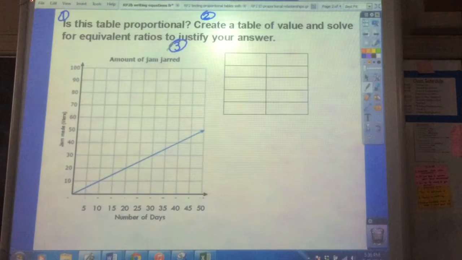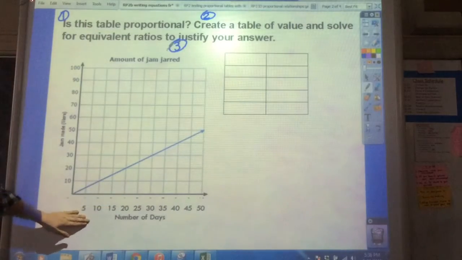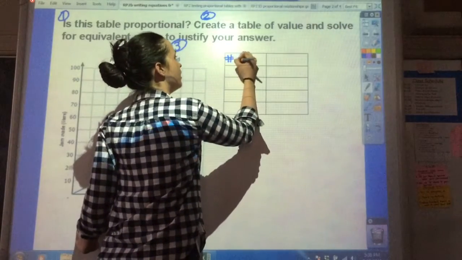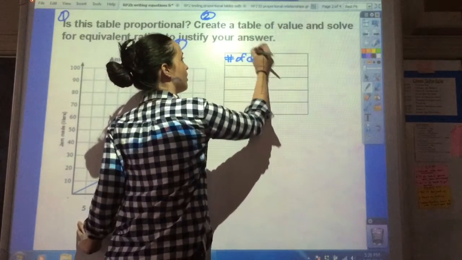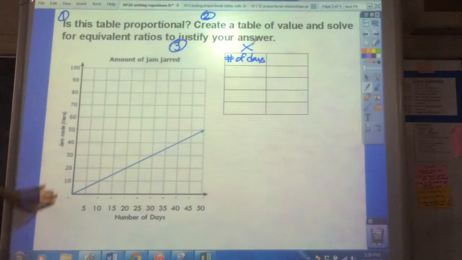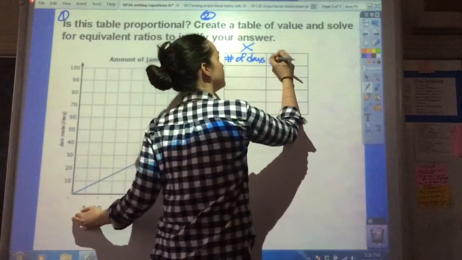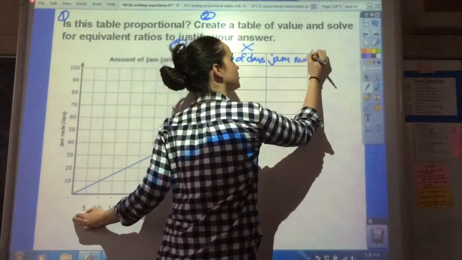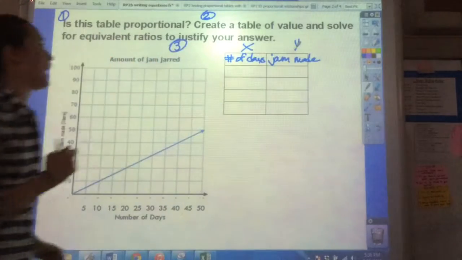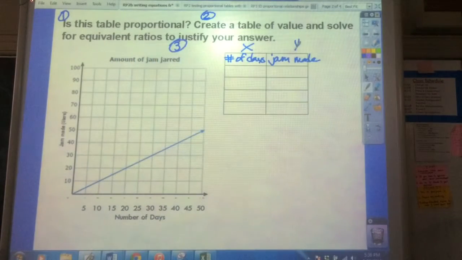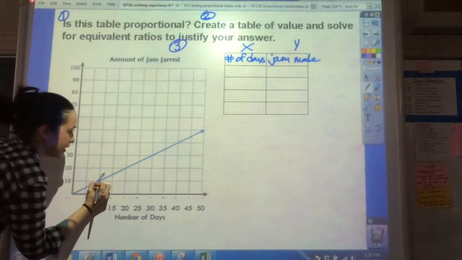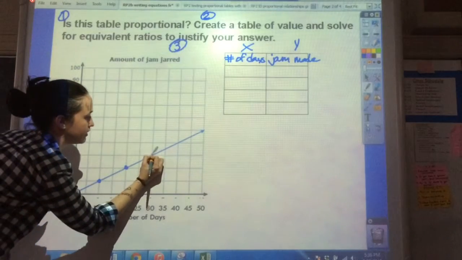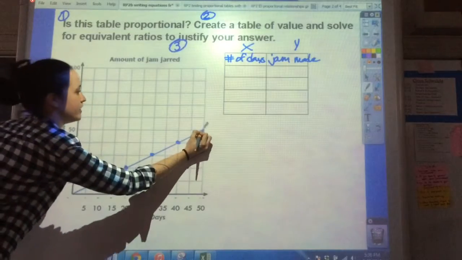I can think that there are probably 3 points available in this question, meaning I need to do every single part of it. I see my x-axis, I have the number of days, so I'm going to put number of days, and above it I'm going to put x, because I know that's my x-axis. And on my y-axis I have jam made, and I'm going to put y. Jam made, which is my y. Beautiful. Now I'm going to plug in some values where I see clear points. I see a clear point here, clear point here, here, and here, and here.